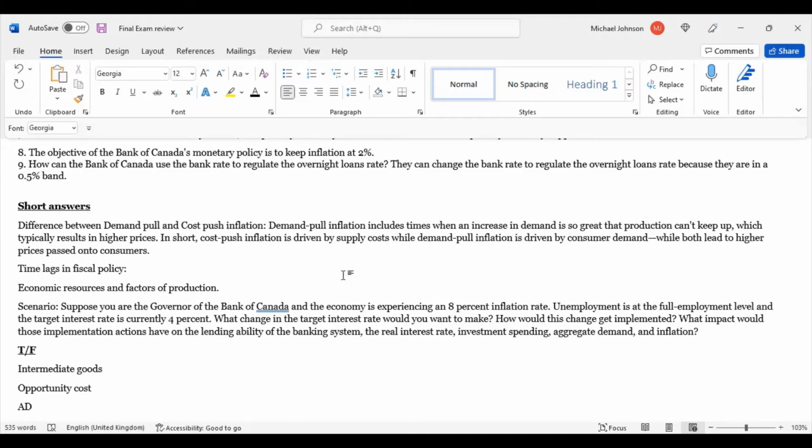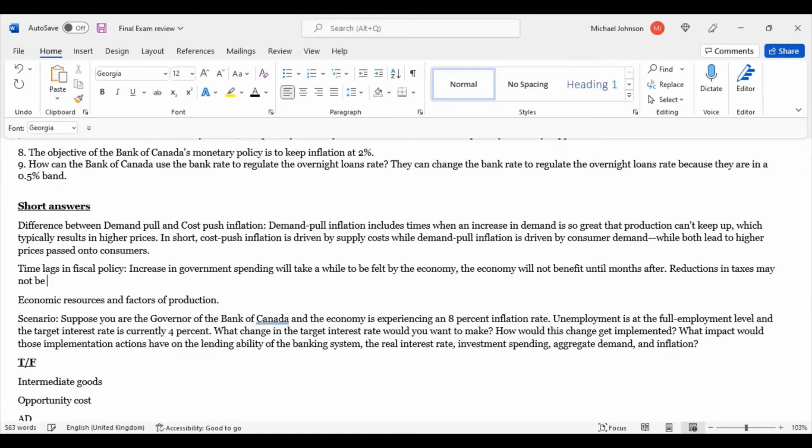Time lags in fiscal policy. An increase in government spending will take a while to be felt by the economy. The economy will not benefit until months after. Reductions in taxes may not be realized until the end of the fiscal year, because taxes are collected in April. Not all the time.